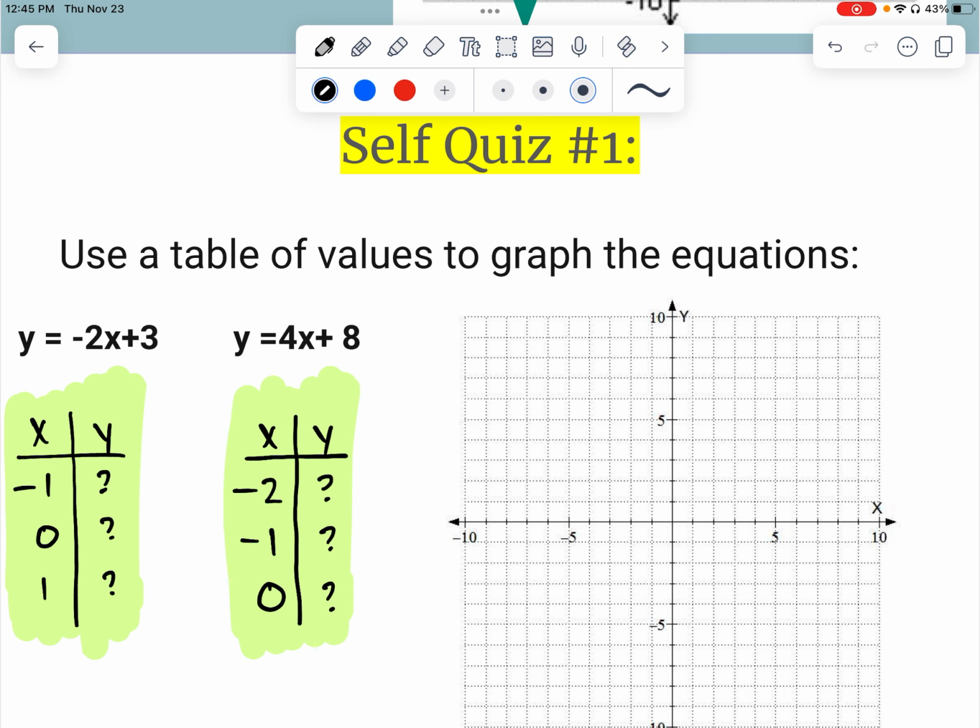Once you have completed those tables, you're going to go ahead and graph both of these equations on this coordinate plane. So there's going to be two different lines. Make sure that you've connected all of the coordinates on that line and make sure that that line has arrows on both ends. That concludes this part of the lesson.